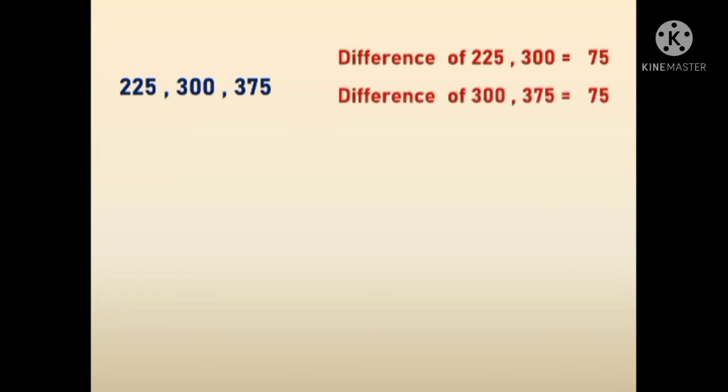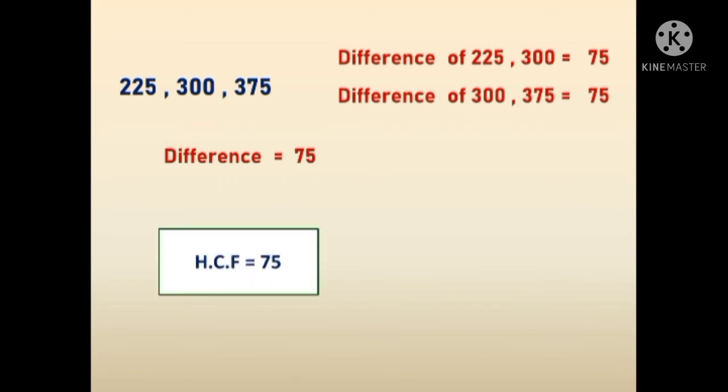So the next problem is 225, 300 and 375. First we are going to find the difference of 225 and 300. So the difference of 225 and 300 is 75. Next we are going to find the difference of 300 and 375, that is also 75. In this case, no need to worry about least difference because the two differences are the same. So the difference is 75 only. Second, we are going to find whether the question is divided by the difference 75. So the numbers 225, 300 and 375 are divided by 75. So the answer is 75.